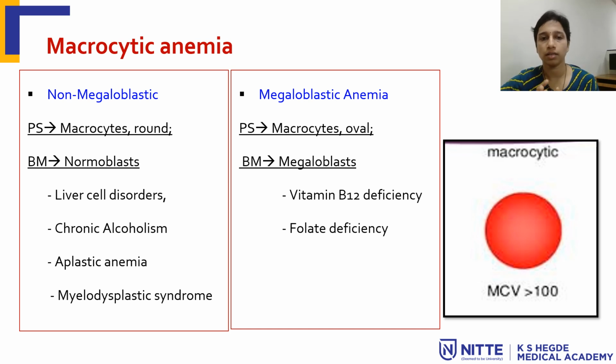So the causes differ, whether it is non-megaloblastic or megaloblastic. Causes for megaloblastic anemia are vitamin B12 and folic acid deficiency, and it can be treated with supplements. The causes of non-megaloblastic anemias are liver cell disorder, chronic alcoholism, aplastic anemia, which is a stem cell disorder affecting the bone marrow, or myelodysplastic syndrome.